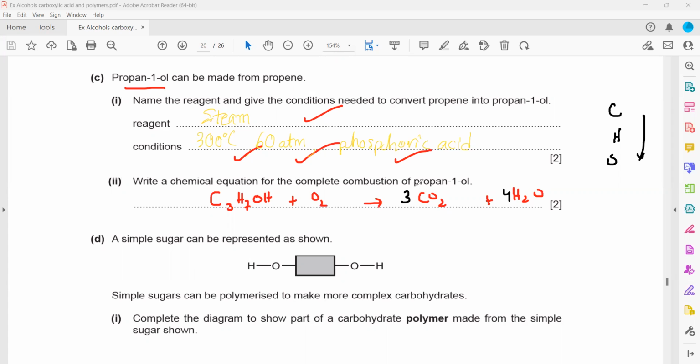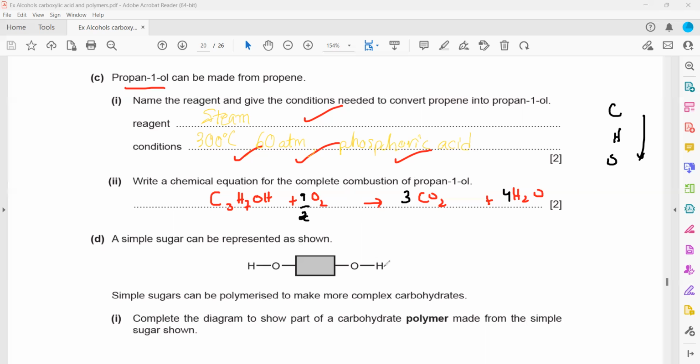Now to balance oxygen: 3 multiplied by 2 is 6, plus 4, that's 10. So we need 10 oxygen. How can we have 10 oxygen? One is already there, so I need 9. I can put 9/2, because 1 is already there, and 9 plus 1 makes 10. You can write it as it is, balancing in fractions, that is fine.